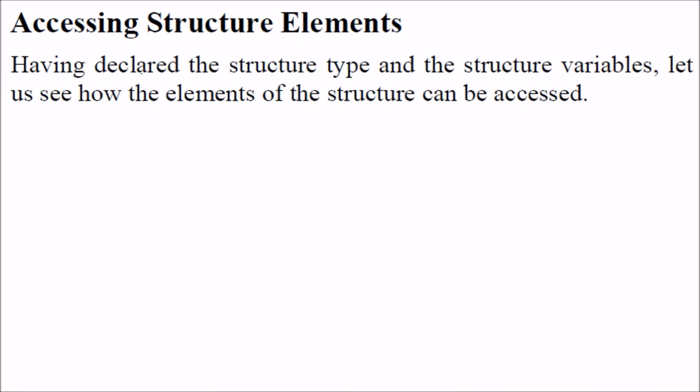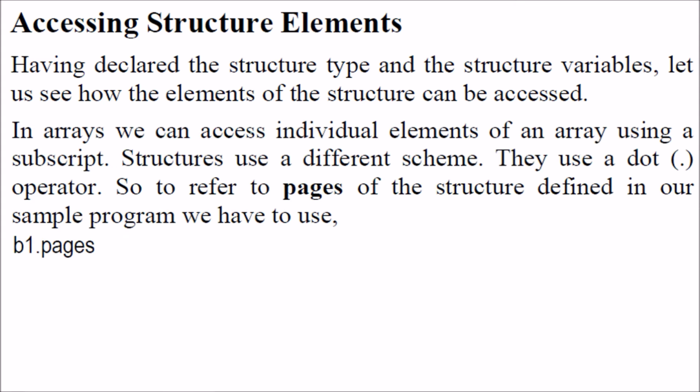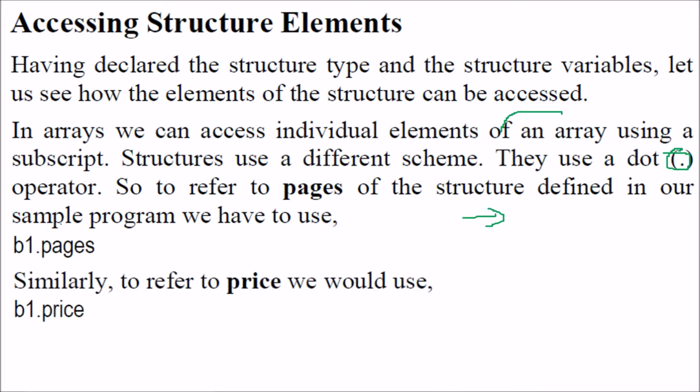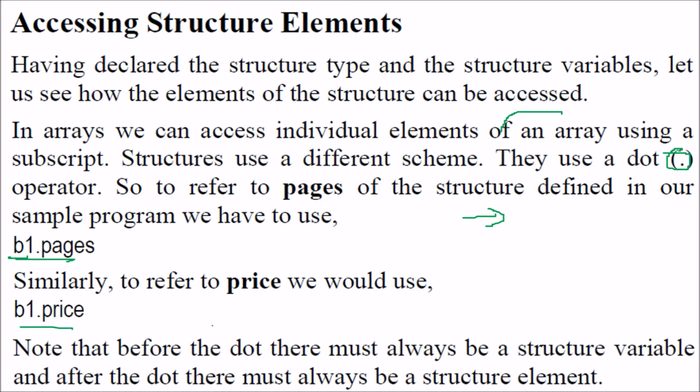How to access the structure element? Once we have declared the structure type and structure variable, we use the dot operator. If you are using the structure variable directly, we use the dot operator; if you are using a pointer variable, then we use the arrow operator. So if we have a book, say B1, and you want to find the pages, B1 dot pages, B1 dot price, like this. So this dot operator becomes very important. The left side and right side of the dot operator are important. Before the dot operator, it must always be a structure variable, and after the dot operator, it must always be a structure element.